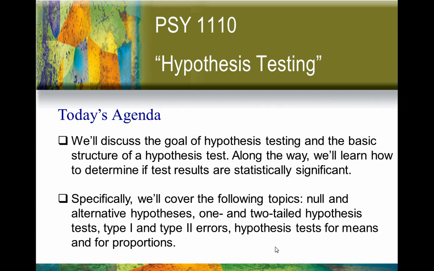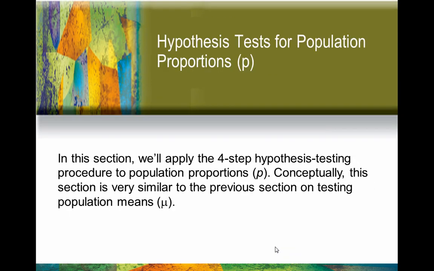Welcome back, everybody. We're going to continue talking about Chapter 9, and at this point we're up to Section 9.3. We'll be talking about hypothesis tests for population proportions. We just got done talking about hypothesis tests for population means. Conceptually, this section is essentially identical, so we should be able to get through this pretty quickly. We're just going to focus on some different formulas.